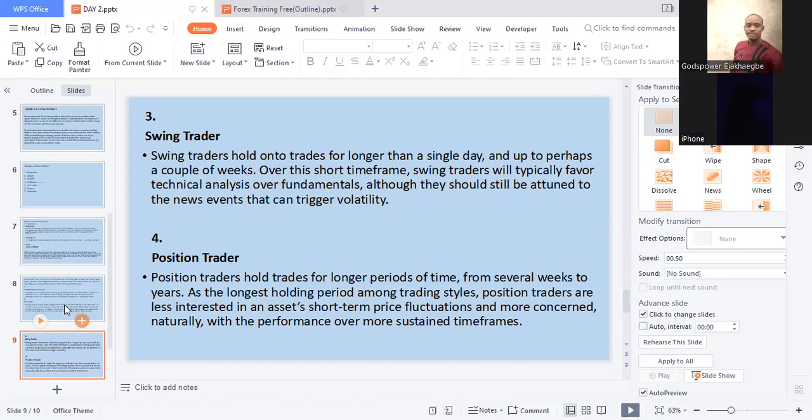If you read it up, you see on the first line that swing traders hold on to trades for a long time, longer than a single day, up to perhaps a couple of weeks. Over this short period, swing traders will typically favor technical analysis over fundamentals, although they should be attuned to news events that can trigger volatility. What I want you to know today is, whenever you leave your trade for a couple of weeks, there's every tendency that swap fee will come in.